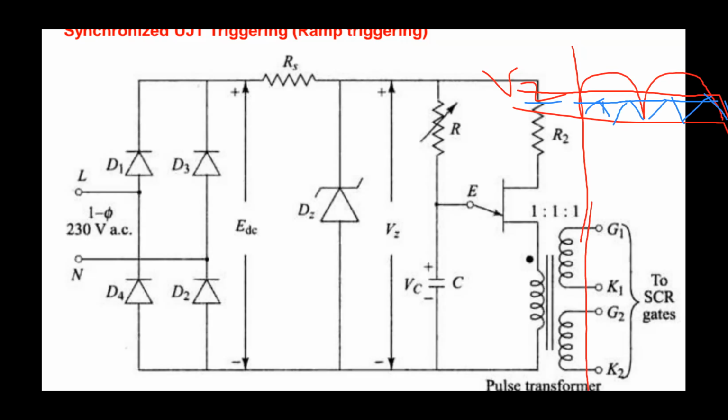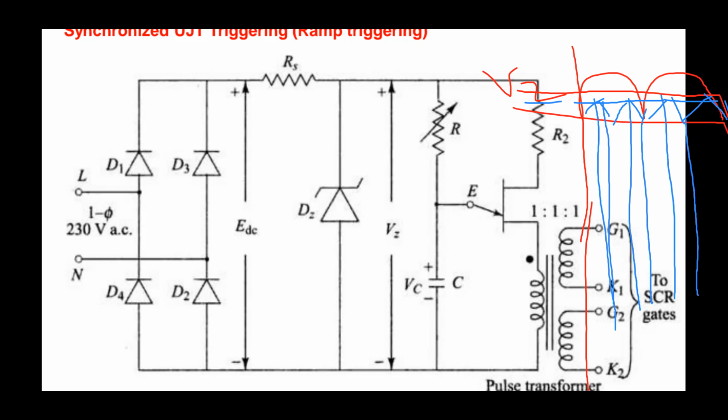So I will take only the on state of this, on state of this, and on state of this, like this. Okay, so now when the capacitor is charging, the UJT is turned off. When the capacitor voltage or emitter voltage becomes equal to the peak voltage, the UJT will enter the on state and the capacitor will be discharging. When the capacitor is discharging, that time the UJT is turned on.